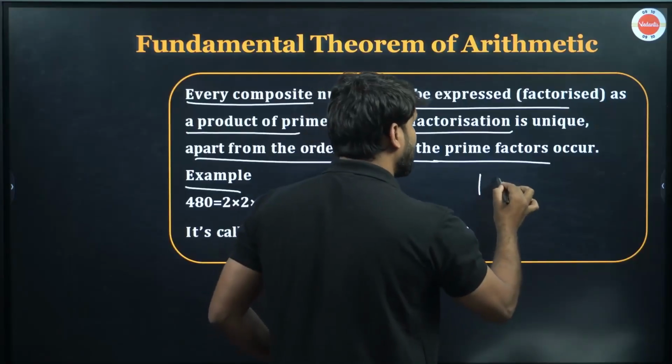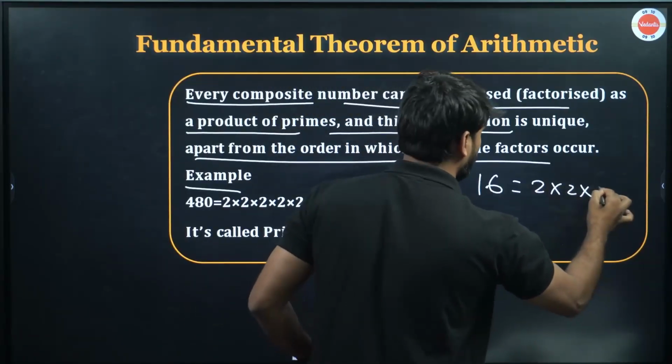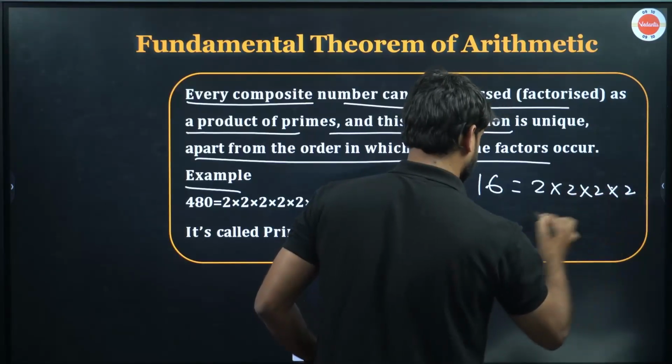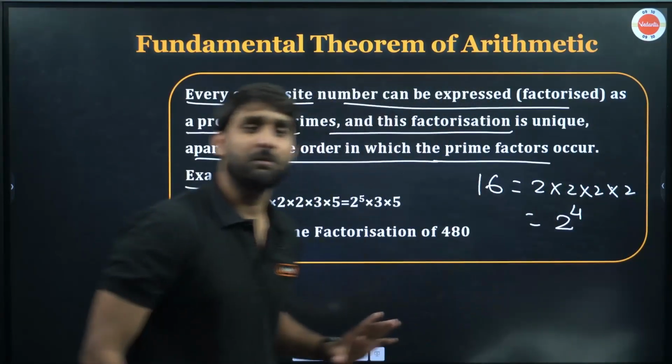So my dear champion, if I am writing here 16, then 16 can be written as 2 into 2 into 2 into 2. So this will be 2 to the power 4. This is called prime factorization.